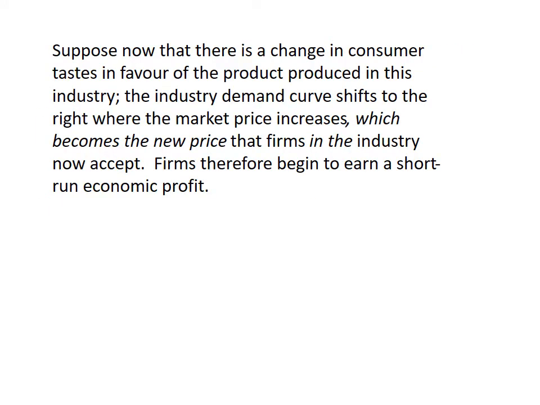Suppose now that there's a change in consumer tastes in favor of the product being sold. We're going to be looking at the downward sloping demand curve and the upward sloping supply curve. The industry demand curve shifts to the right, where the market price increases, which becomes the new price that firms in the industry now accept. Firms therefore begin to earn a short-run economic profit. So let's look at this. This is the industry.